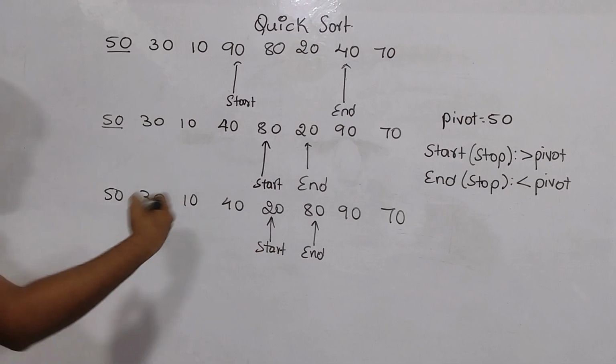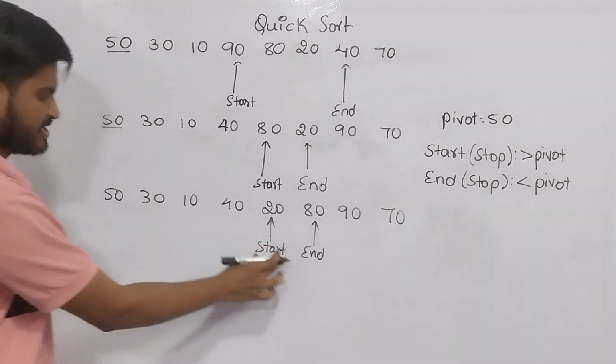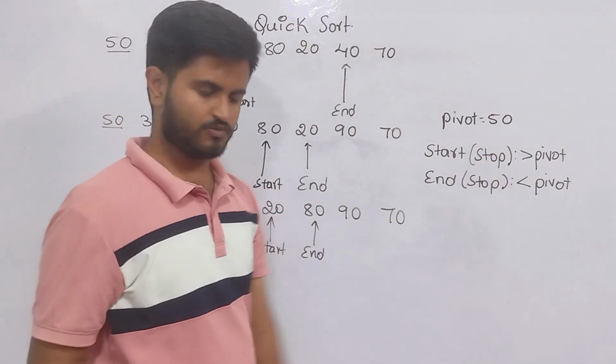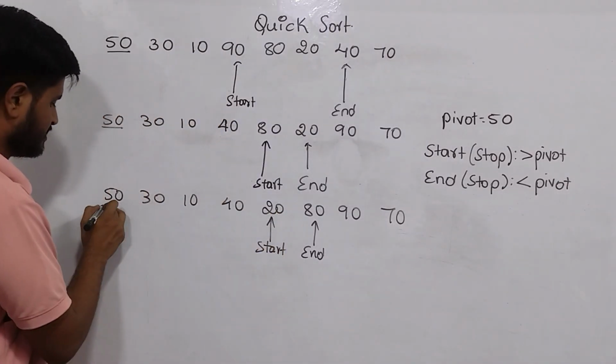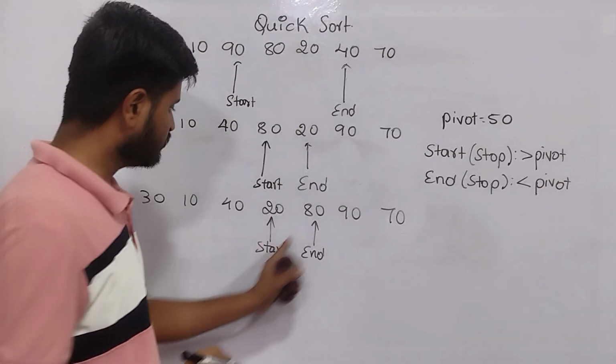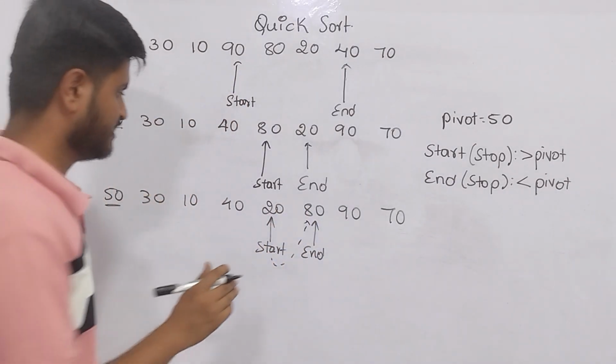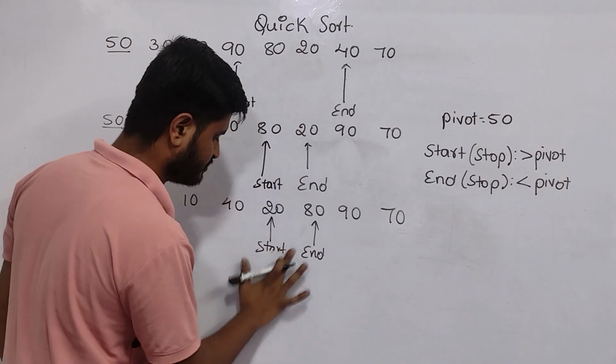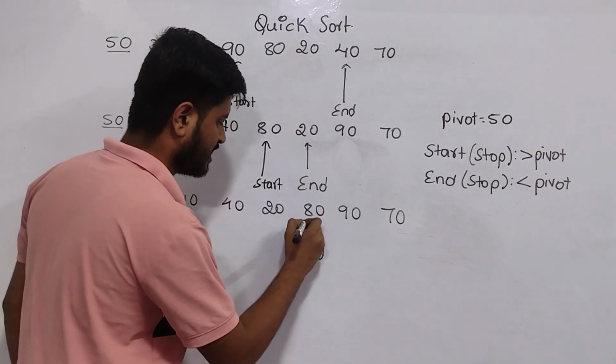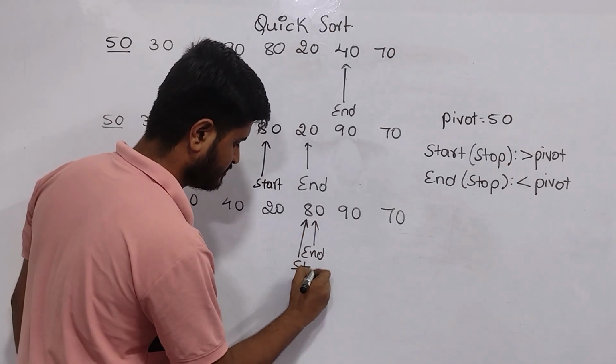Now let's apply it again. I will stop the start when the value is greater than the pivot. 20 is not greater than the pivot value 50, so I will move to the right side. So 80. 80 is greater than 50. So my start came up to here. My new start value is 80.